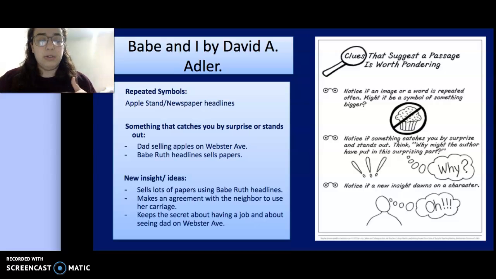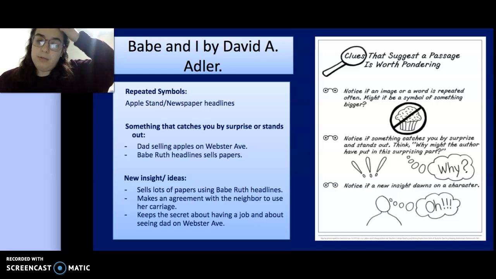Another surprising moment is at the end, when Babe Ruth, whose name has been selling these newspapers, shows up and buys a newspaper. That was a pretty significant moment. I even was like, what? So why would the author, David Adler, put that in there? Babe Ruth was obviously important to the story and to the larger historical context of what was happening, so we can stop and think about why the author would put him in there, even to buy a newspaper.